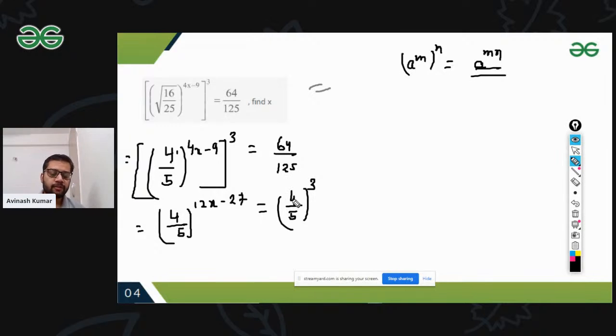Because 4 to the power 3 is 64 and 5 to the power 3 is 125. I am just skipping one step. I hope you can understand, because 64 you can write as 4 into 4 into 4, and 125 is 5 into 5 into 5. After that we can write this as 4 by 5 to the power 3. So now our base is 4 by 5 on both sides, it's the same. Since the base is the same and there is an equal sign, we can compare our powers. Till now any doubt, just let me know.